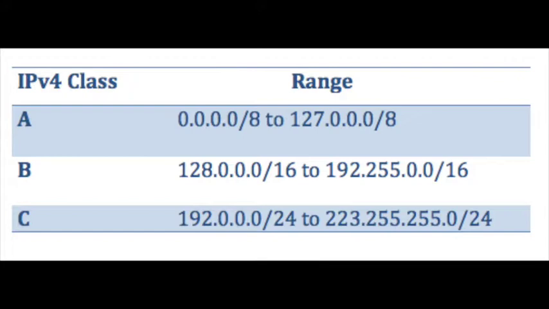Then the Class B blocks were designed to support the needs of moderate to large size networks with up to approximately 65,000 hosts. Class B networks use the prefix /16 to indicate that the first and the second octet indicate the network. Finally, the Class C blocks. This address space was intended to provide addresses for small networks with a maximum of 254 hosts. The Class C addresses use prefix /24. This means that they use the first, second, and third octet to indicate the network and only the last octet to indicate the host. The range of each IPv4 class is on screen.